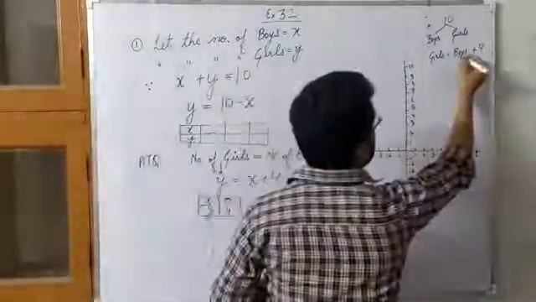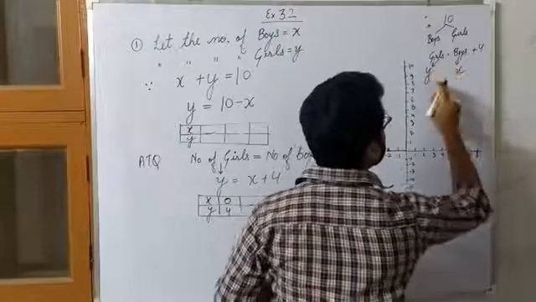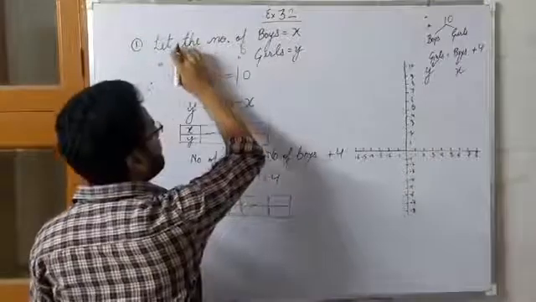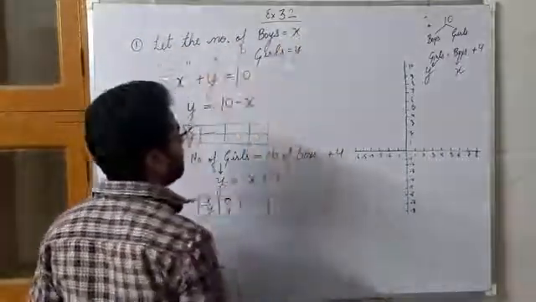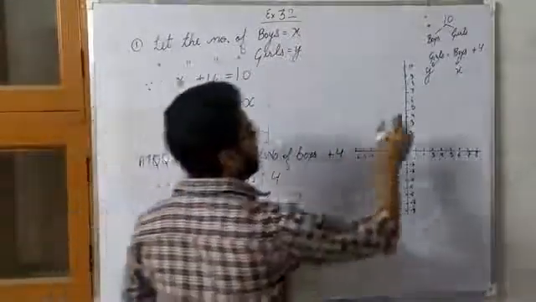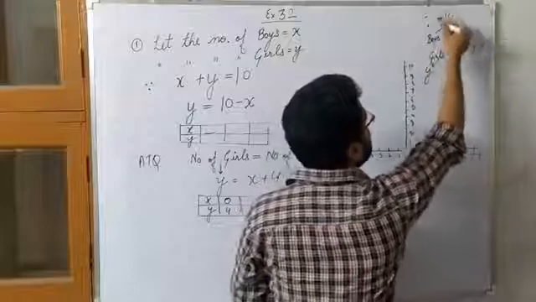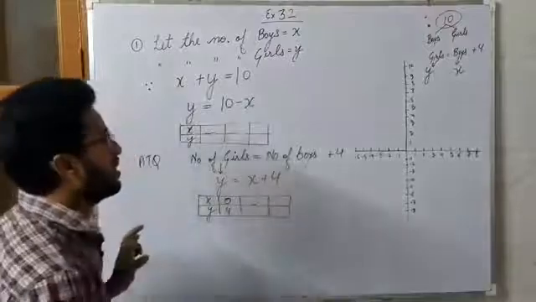So let's say the boys is x and the number of girls is y, so y will be x plus 4. How we will proceed? Let the number of boys be x and let the number of girls be y, right? Total, when we will combine boys and girls, how many students we will get? 10. So x plus y equals to 10, right?